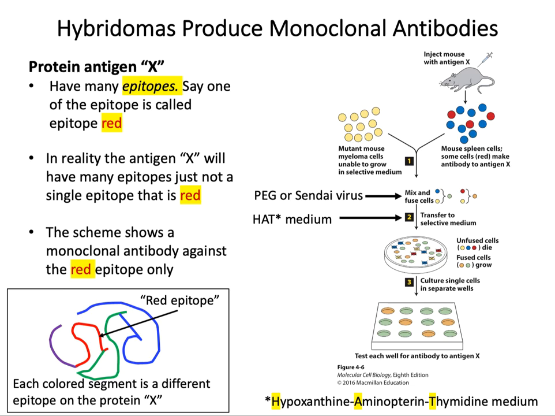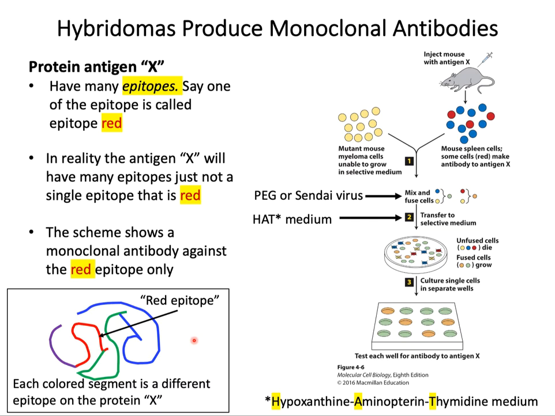Let's think this way: you have an antigen known as protein X. All proteins have a distinct 3D structure and may have many 3D features that can be recognized by the immune cells. For example, say protein X has a purple, red, green, and a blue epitope, or distinct 3D features, as shown in the bottom inset. In reality, often many more epitopes are present on a protein though.